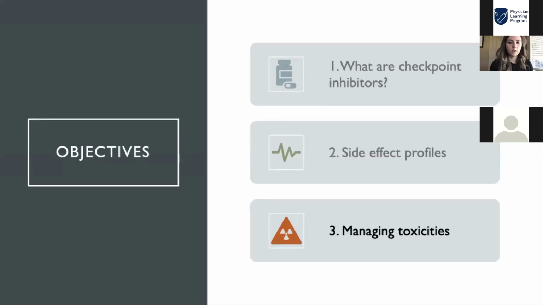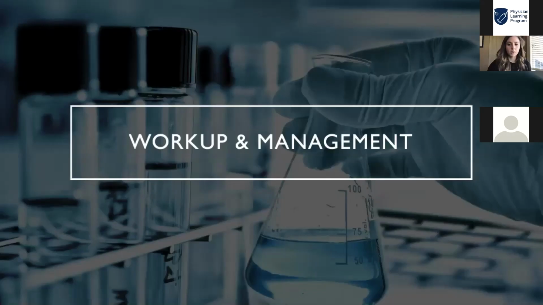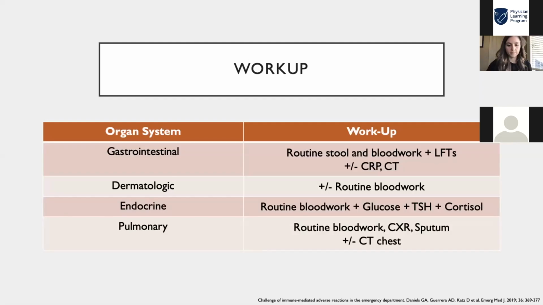Lastly, we're going to review the workup and management of the associated toxicities of these drugs. So the primary objective in our workup of these patients is to rule out infection or progression of malignancy, and then to assess grade and severity of their symptoms. General GI workup should include routine stool testing for C. diff as well as O&P.